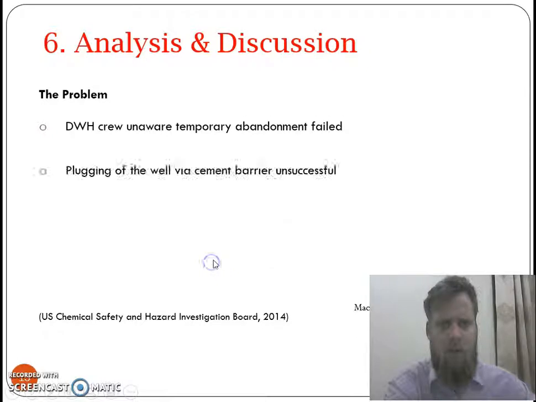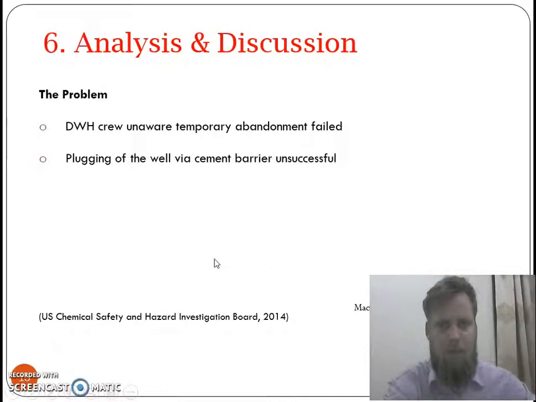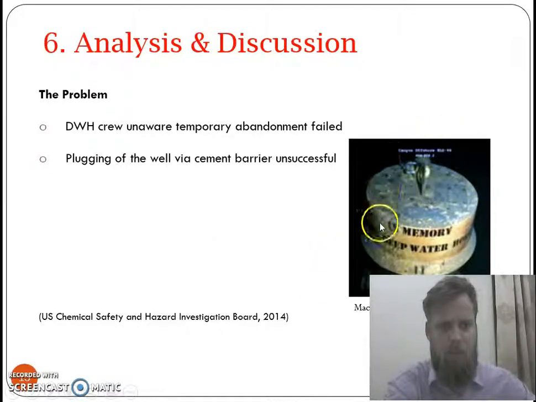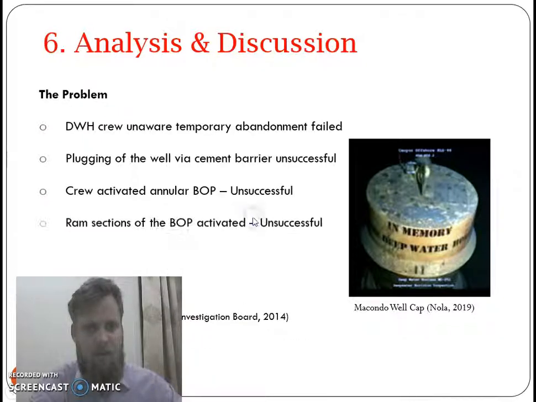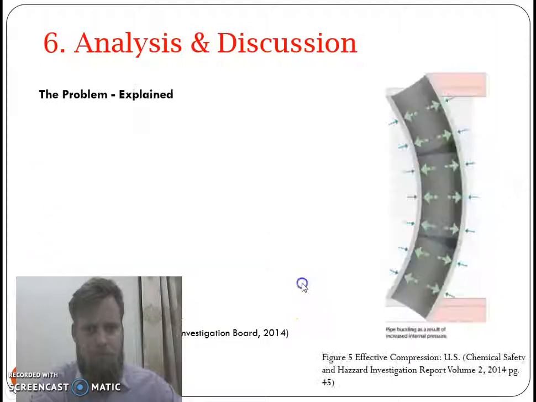So what happened? The crew didn't know that their abandonment had failed. The plugging of the well via the cement barrier, which we can see an example of one here. Okay, so this was sort of used like a memorial. This is the cap on the Macondo well. It didn't work initially. So that cap didn't work. It wasn't capped off. They didn't catch it until essentially too late, close to too late. Had these 2 preventers worked, or the big BOP stack itself, had it worked, that would have fixed the problem. But the annular stack that we saw, the donut type one, didn't work. The ram type one didn't work, and so the well was not stopped.